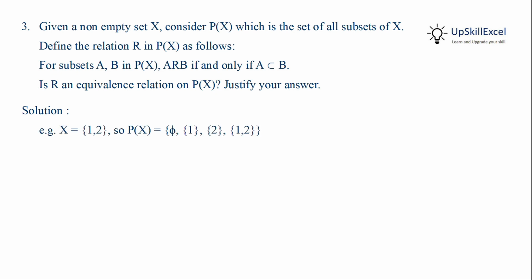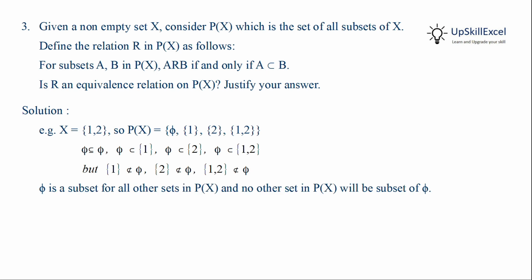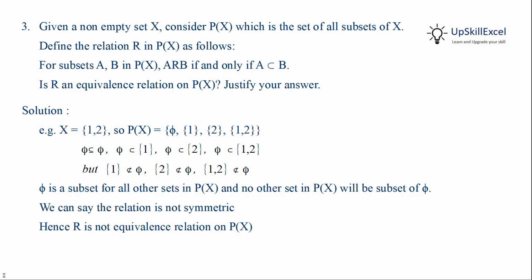Let's take an example where set X has two elements, 1 and 2. So P of X will have the null set, {1}, {2}, and {1, 2} together. Here the null set is a subset of all the 4 elements, but the reverse relation does not exist. That is, {1} is not a subset of the null set, {2} is not a subset of the null set, and {1, 2} is not a subset of the null set. Here the relation is not symmetric and hence R is not an equivalence relation.